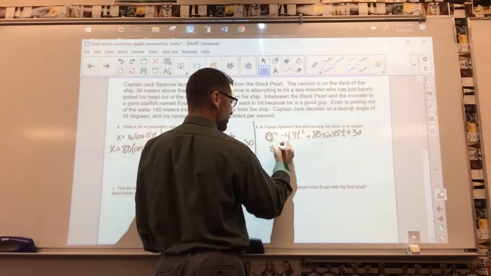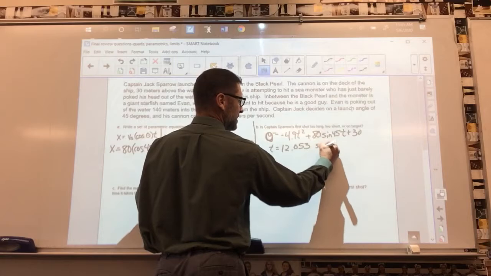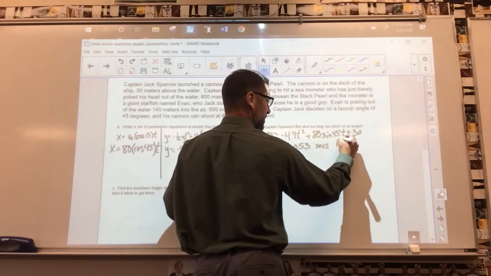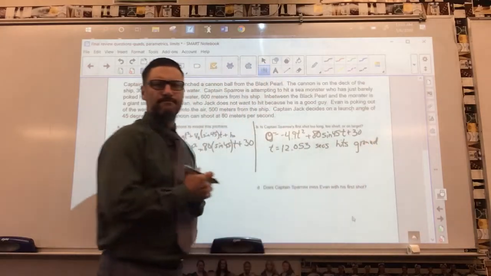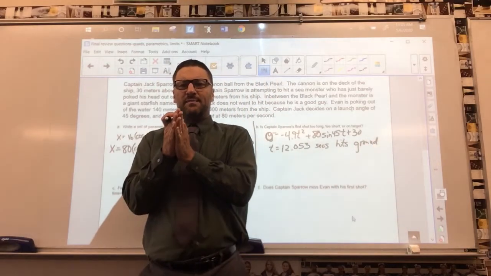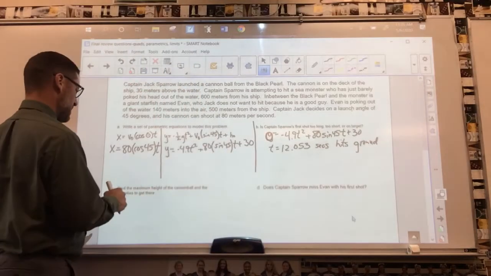So my t value of 12.053 seconds, it hits the ground. I wonder how far it went. Is there an equation that tells me how far over it went? Well, I don't know. Let's see.